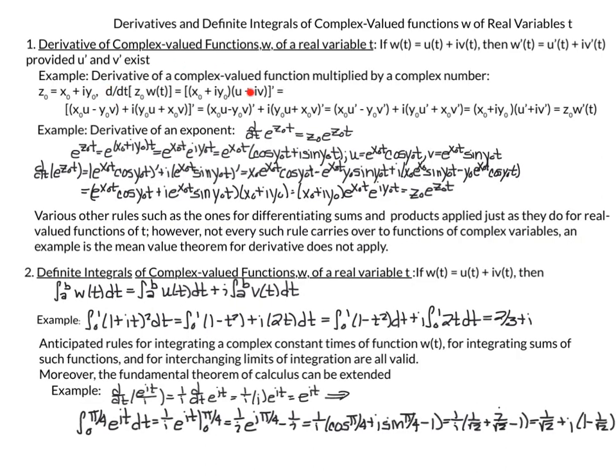Now it might seem these two examples were a lot of work just to prove what we would have done intuitively, and there are many rules which fortunately are just what you would expect. So differentiating sums and products apply just as they do for real valued functions of t. However, not every rule carries over, which is why it was important to derive them. So an example of something that doesn't carry over is the mean value theorem. So that's what we'll look at next.